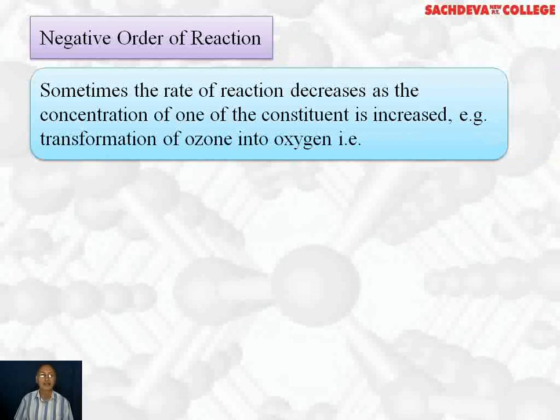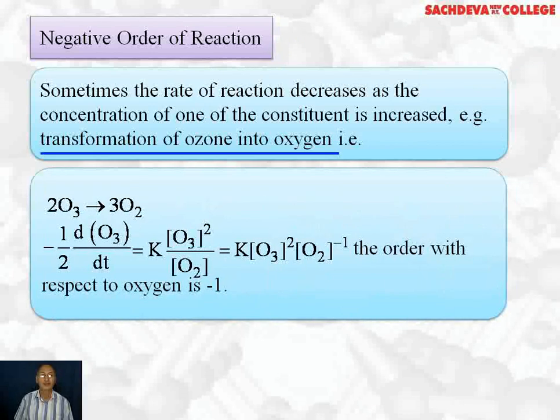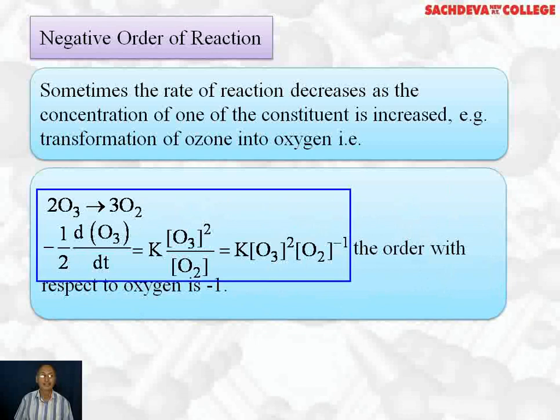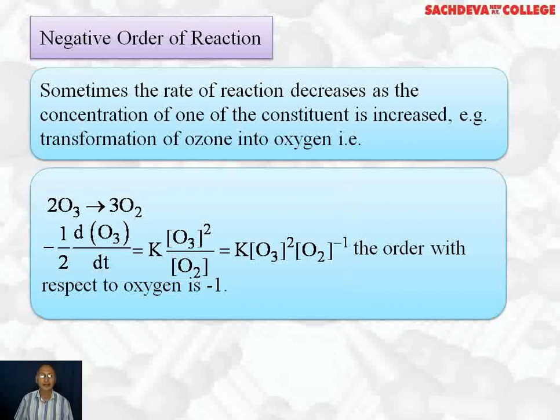For example, the transformation of ozone into oxygen, 2O3 changing to 3 moles of O2. Minus half d of O3 divided by dt is equal to K into the molar concentration of O3 raised to the power 2 divided by the molar concentration of O2. So the rate of reaction will be equal to the molar concentration of O3 raised to the power 2 into the molar concentration of O2 raised to the power minus 1. The order of reaction with respect to oxygen is minus 1.